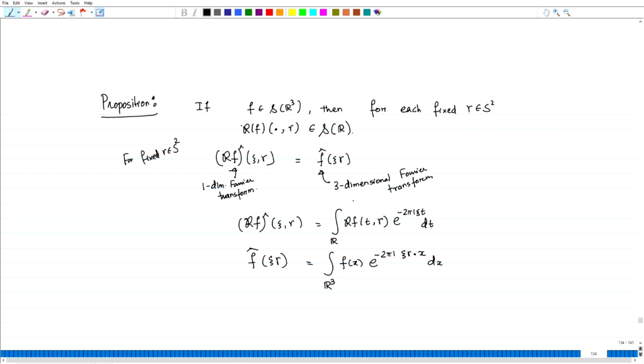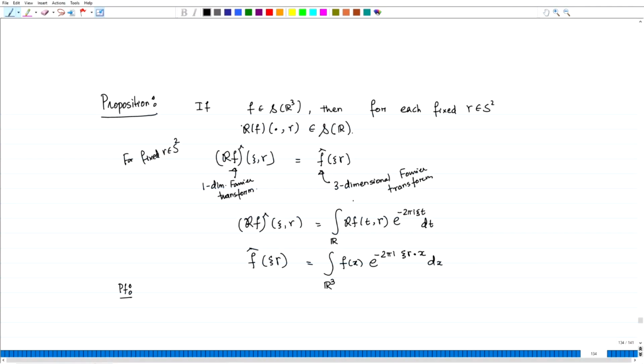So, that is the 3-dimensional Fourier transform that we are talking about. Now, first to prove that, for each fixed gamma, we would like to show that the Radon transform Rf is a Schwartz class function on R. So, what do we know? We know that f, as given to us, is in the Schwartz space.